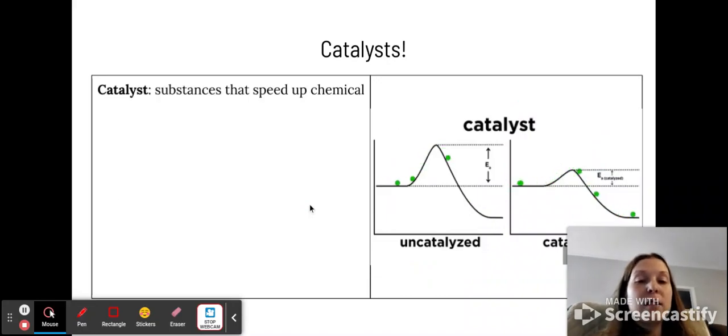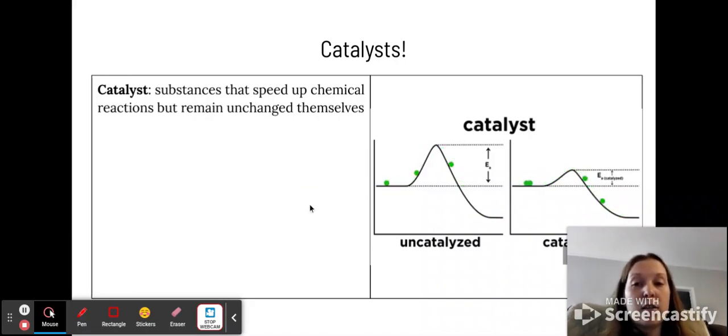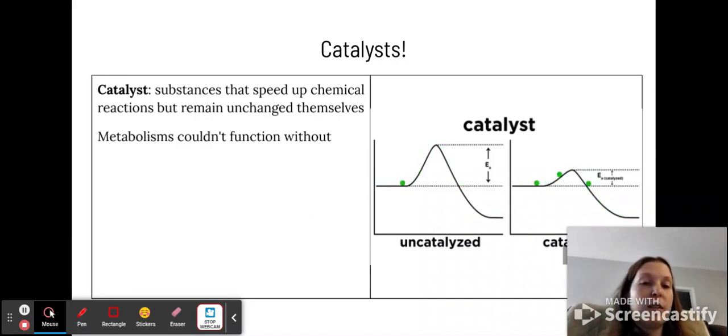But we can sometimes see that reactions are very hard to occur because the energy needed to start is so high. Well, to prevent that, we have what are called catalysts. And catalysts are substances that will speed up chemical reactions, but they remain unchanged themselves. So they are not a reactant or a product. They are just something in there to help speed things up.